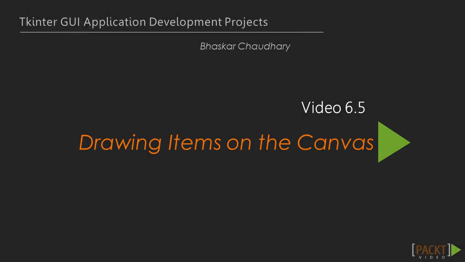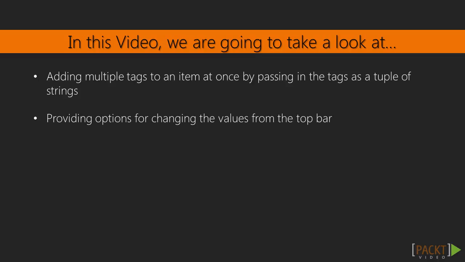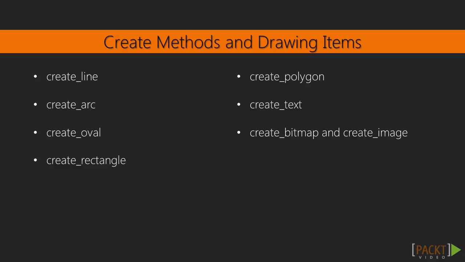Welcome to the next video of the sixth section, Drawing Items on the Canvas. In the previous video, we have learned how to add toolbar buttons. In this video, we'll learn how to draw items on the canvas. Objects added to the canvas are called items.